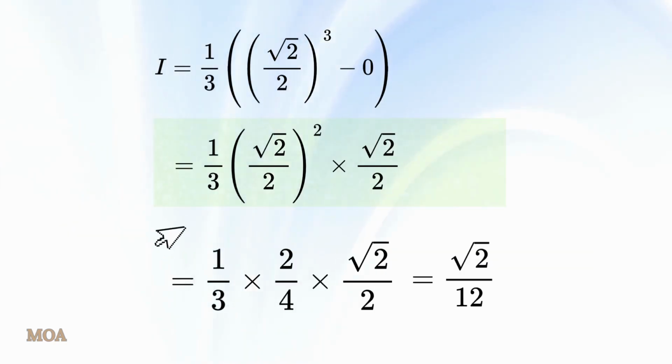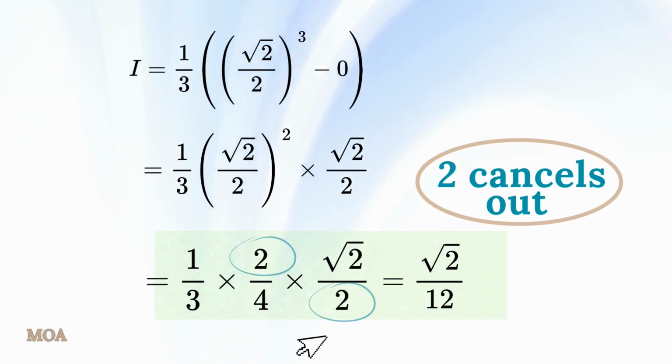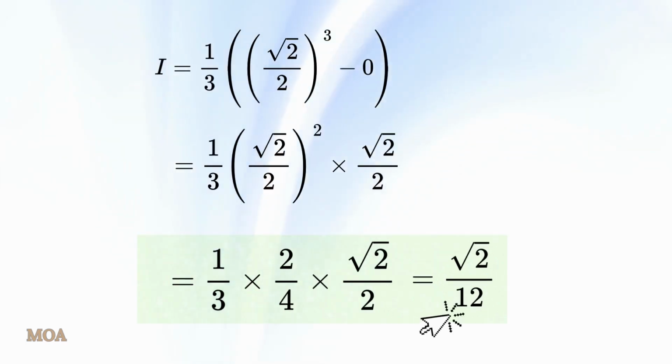Then, since the square root of 2 over 2, all raised to the power of 3, can be written as the square root of 2 over 2, all squared, times the square root of 2 over 2, which gives us 2 over 4, times the square root of 2 over 2. By multiplying this quantity by 1/3, and then simplifying the numerator and the denominator by their common factor of 2, we obtain the square root of 2 over 12.